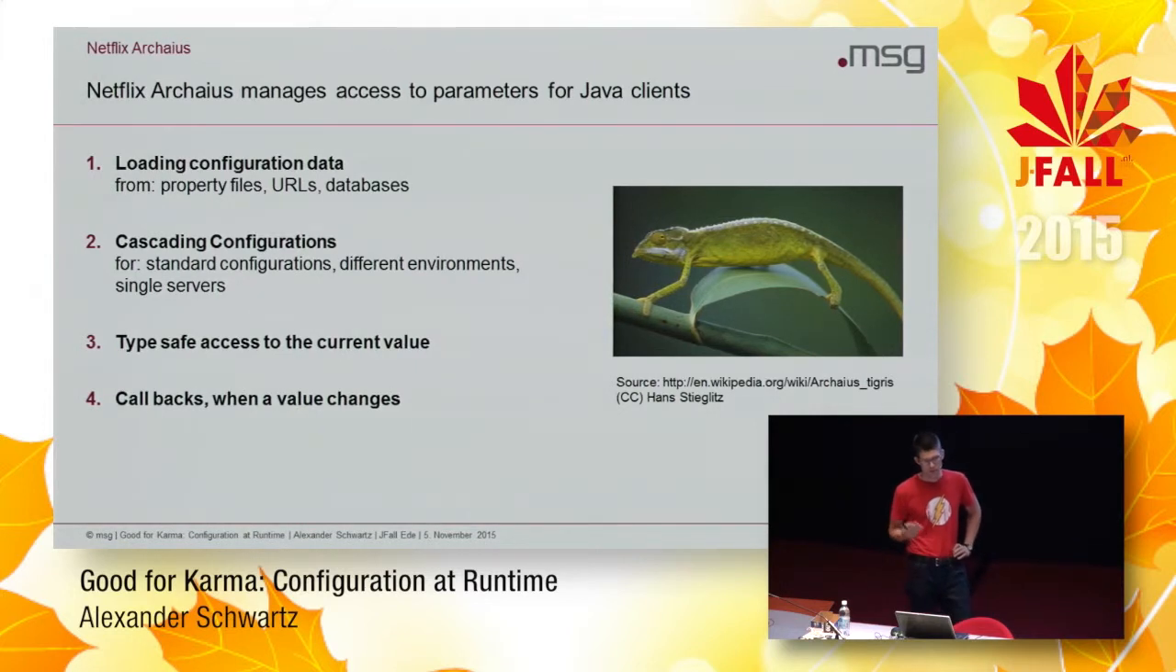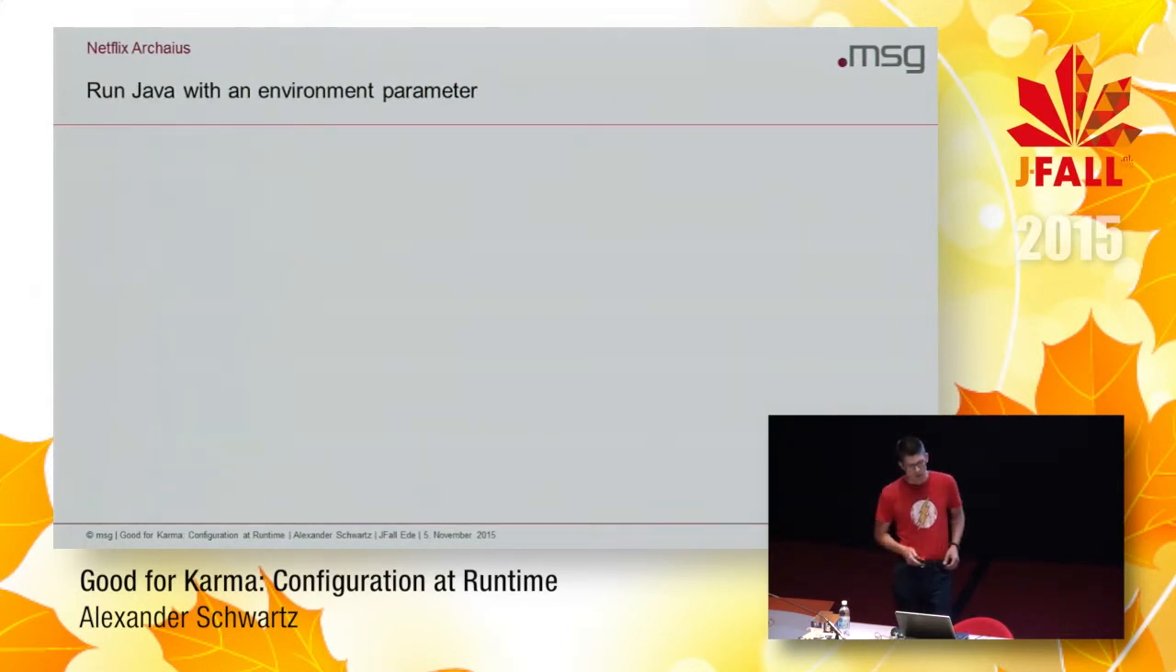And the fourth thing is, I think, the very cool thing. All of the first three things I've seen implemented in many, many projects by hand again and again. But the fourth thing is really cool. I want to get a callback in my application once a value changes. And this gives you the real possibility to do the last 5% of runtime configuration when it comes, for example, to resizing thread pools or something like this. This is really cool. So what do I need to do when I run this in a Java environment?